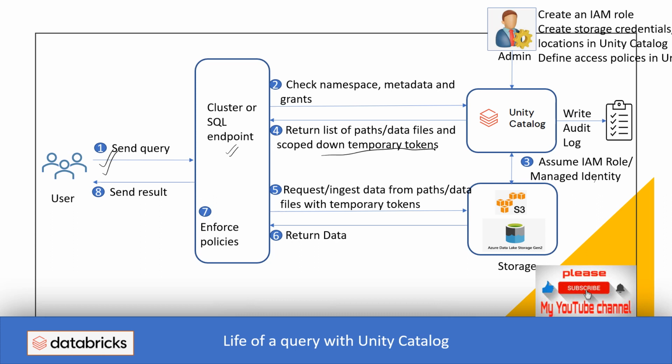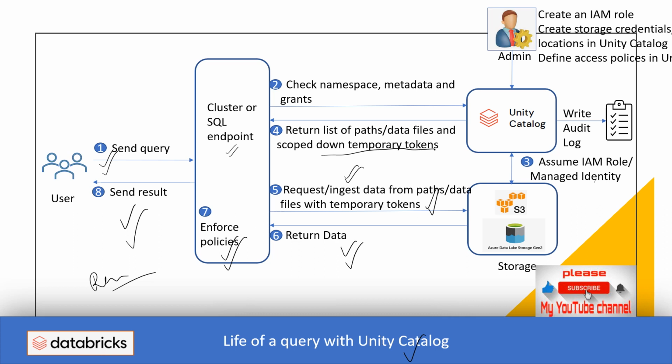Once this step completes, the fifth step is the request to ingest data from the path of data files with the temporary token. Then it will return the data. Now let's say, for example, you have the employee table inside your catalog, and you are selecting one record; that one record will come here. It will enforce policies, and then you will get a result out here. So that particular record will get displayed to the user on the console. This is how the life of a query with Unity Catalog works. So this is the life cycle, the high-level architecture, and how Unity Catalog works that we have discussed.